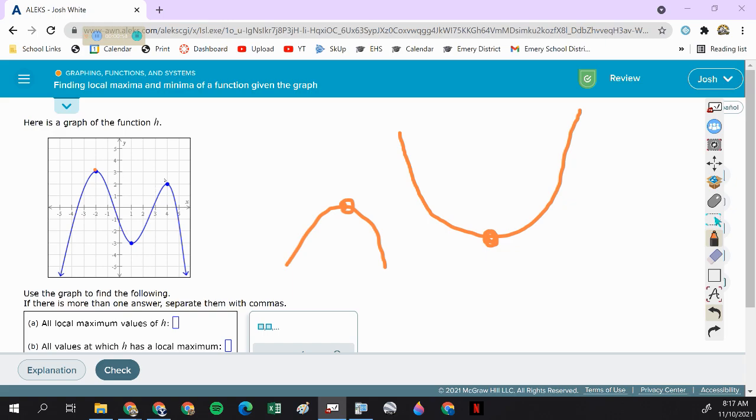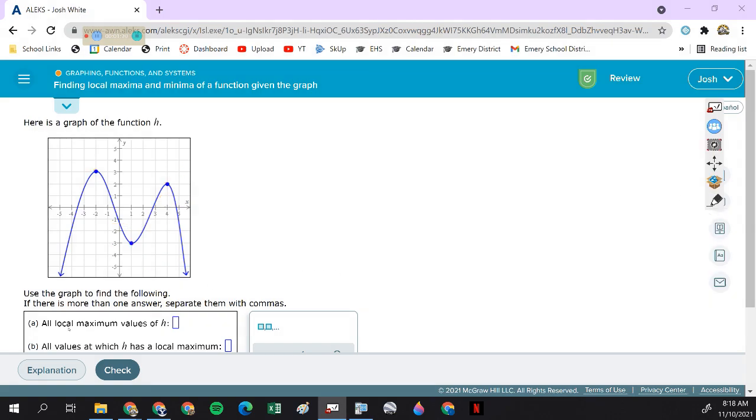But these other 2 points are also important. So instead of calling them maximums and minimums, we call them local maximums and minimums. And that means that near that point, nothing is higher than 2. And near this point, nothing is lower than -3. So that concept is pretty simple.